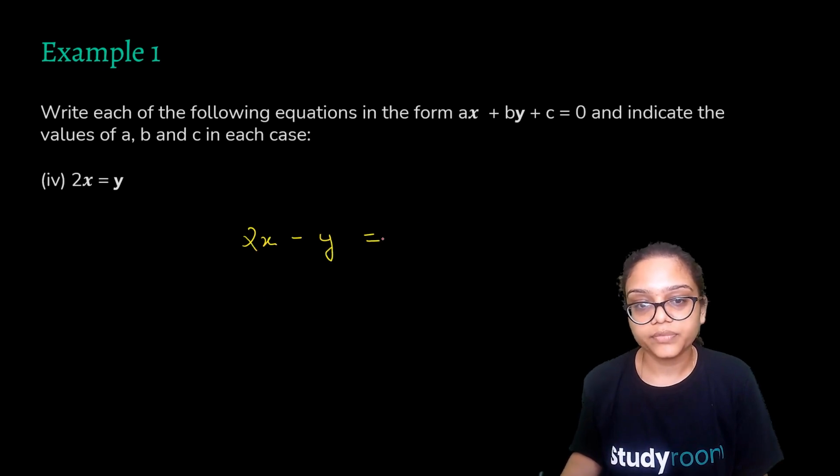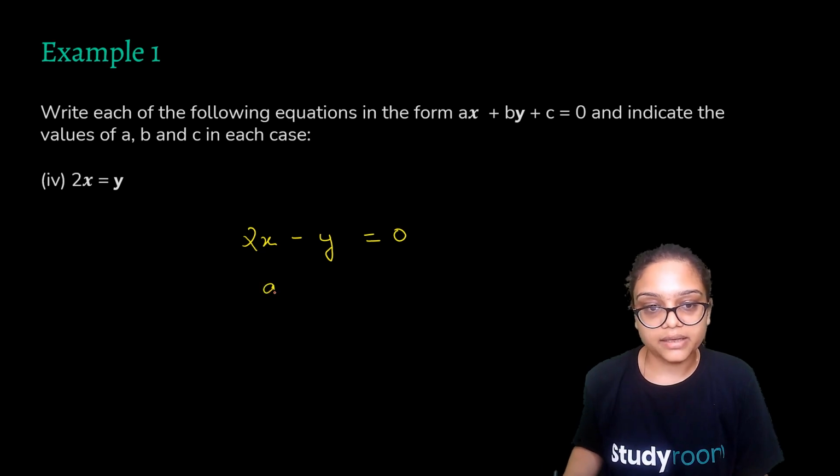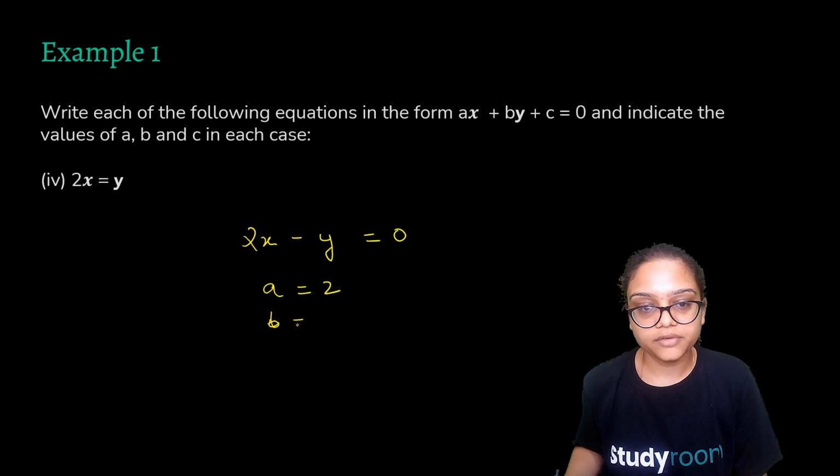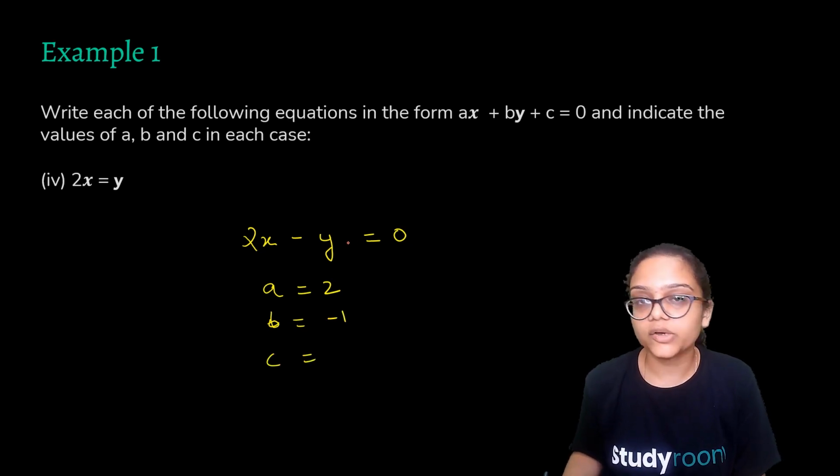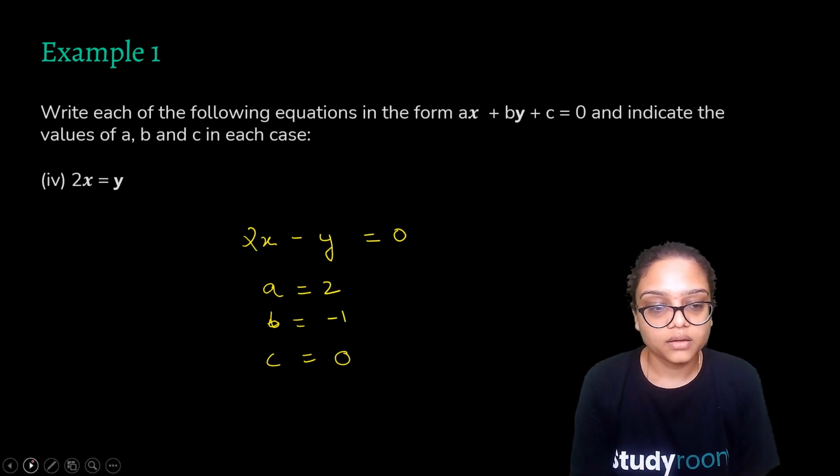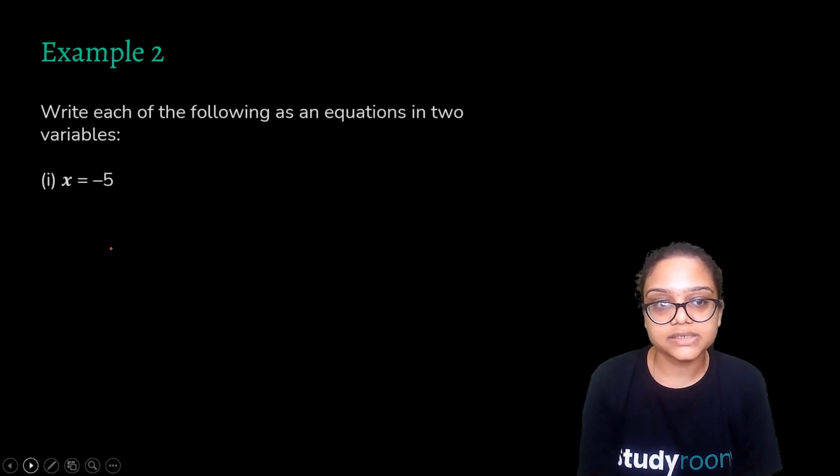Now tell me, in this case, a would be 2. It's clear to you. b would be minus 1. But what would be c? Since there is no constant, it would be 0. As simple as that. I hope this question is clear to you.